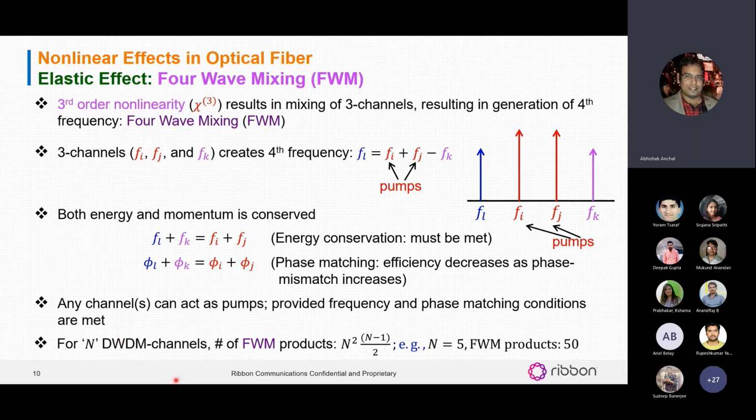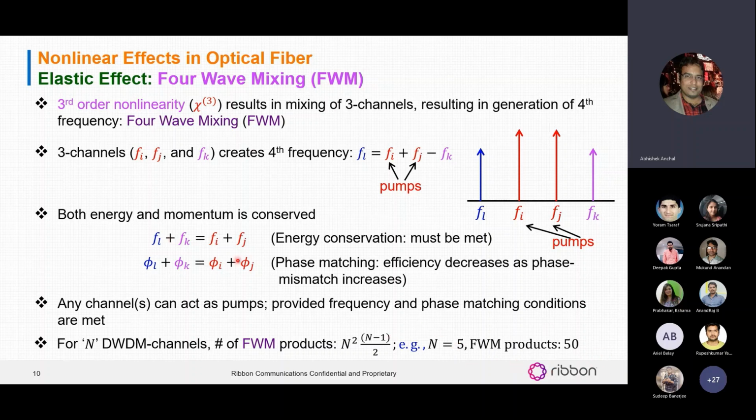So for n DWDM channels, you can generate a various number of four-wave mixing products. For example, for n, it is n squared times (n minus 1) divided by 2, which is a very huge number of four-wave mixing products that can be possible. So for example, n equal to 5 may result in 50 four-wave mixing products. Of course, not all of the four-wave mixing products are efficient.